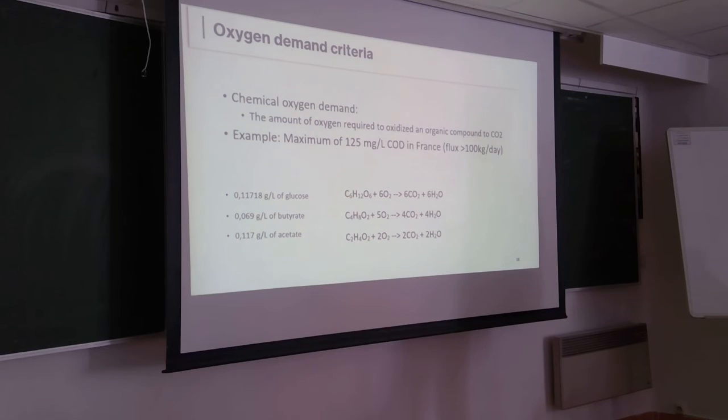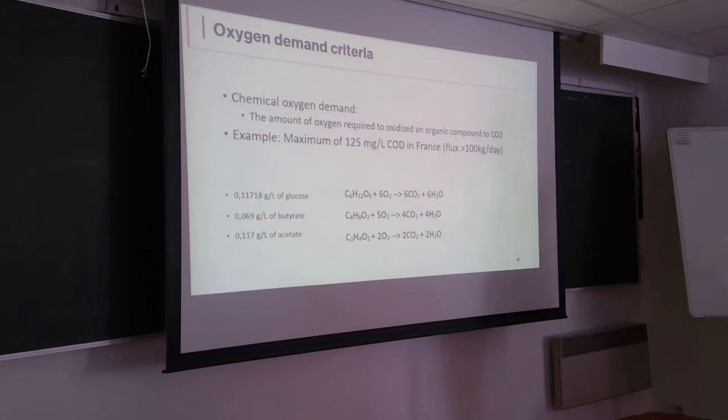So to optimize, here we are going to optimize the time to consume the substrates, and you use that as a condition, the chemical oxygen demand. So we take a value from the law here in France. For fluxes higher than 100 kilograms per liter, you have to limit the demand in oxygen by 125.